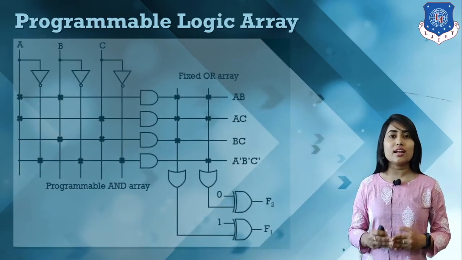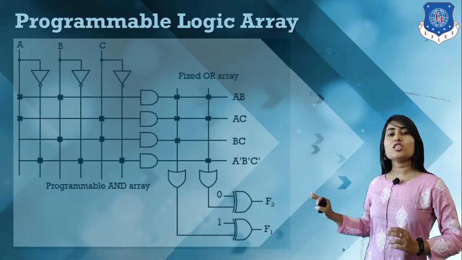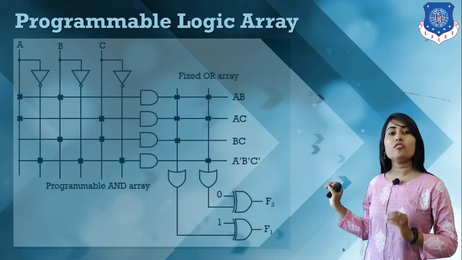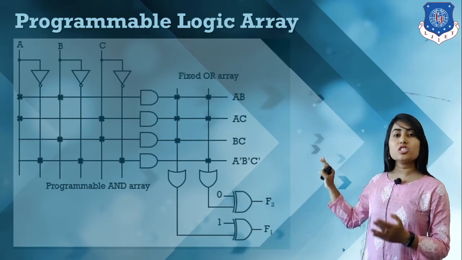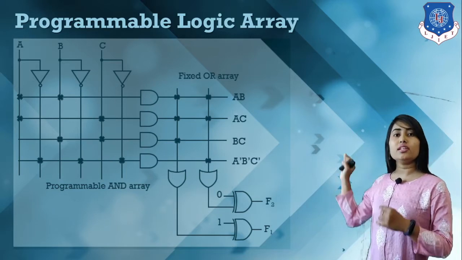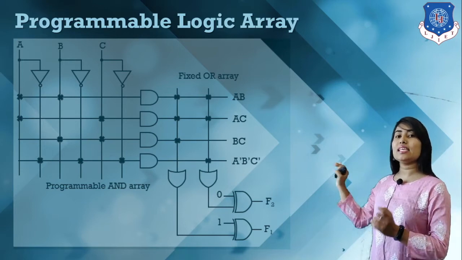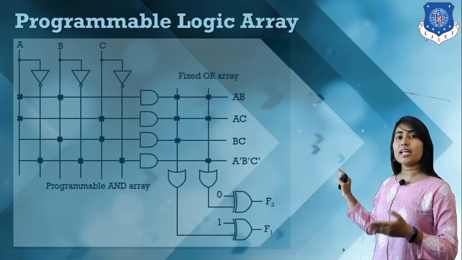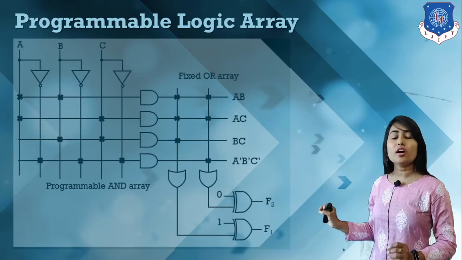First we connect A and B, A and C, B and C, and A dash, B dash, C dash. Here we use 4 AND gates because we require only 4 product terms, so we have AB, AC, BC. These product terms are given to the programmable OR gate. In F1 we require AB, AC, BC, and in F2 we require AB, AC, A dash, B dash, C dash. So here we connect these 3 product terms and here these 3 product terms. So here we have the complement value of F1 and the normal value of F2.